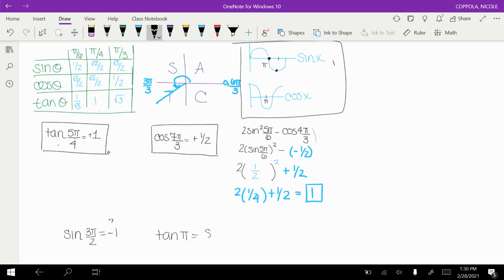Tangent of pi, really what I need to know is the sine of pi, and I need to know the cosine of pi, right? The sine of pi is 0. Cosine of pi is -1, so my answer here is 0. My other option if you're counting by the pi over 2's is you can look at the unit circle and use the x is cosine, y is sine type situation. But that's it.